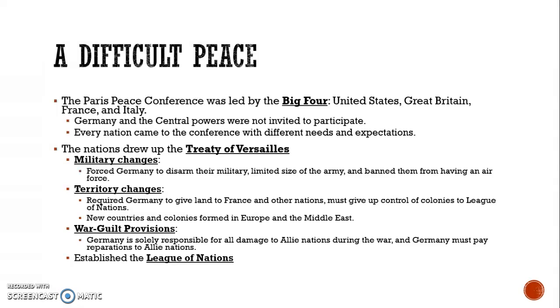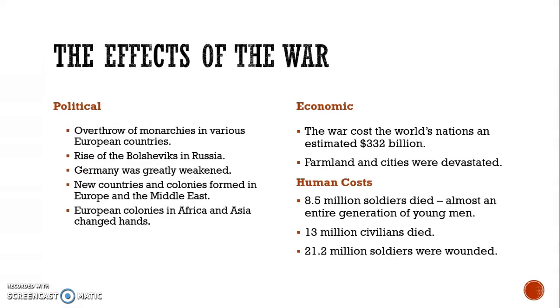The war guilt provision said that Germany was the number one power responsible for all of the damage to the Allied nations, and as a responsible party, they then had to also pay reparations, which were essentially like fees, to the Allied nations. They just kind of finished paying off those reparations about 5 or 6 years ago. Then last thing is that the Treaty of Versailles established the League of Nations overall.